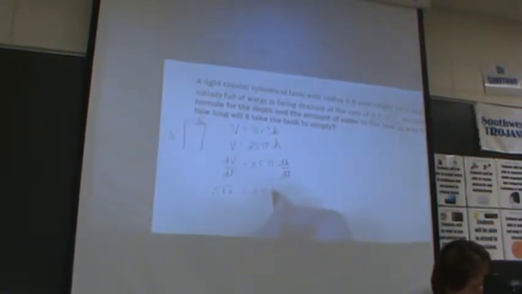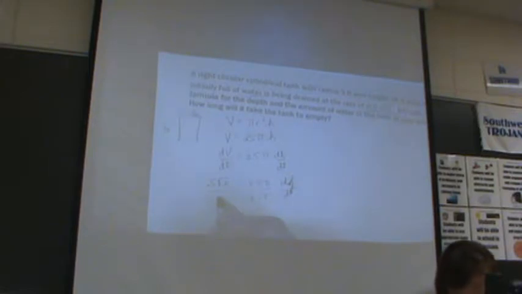And so if we substitute that in, can we find the change in height? Okay. So if we solve this, we're going to have each side divided by 25 pi. So this would be a half, and that's 25, so square root of x over 50 pi is our dH/dt.